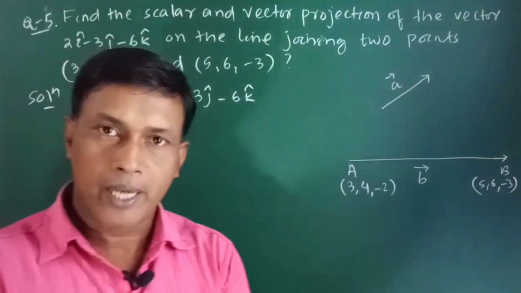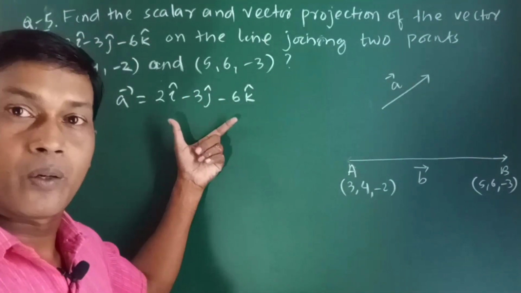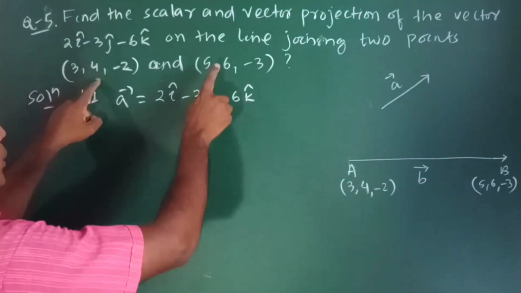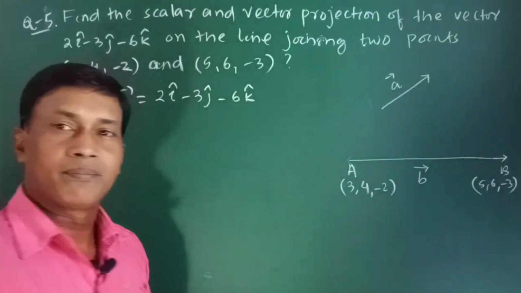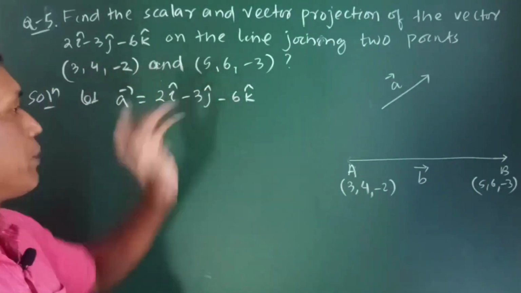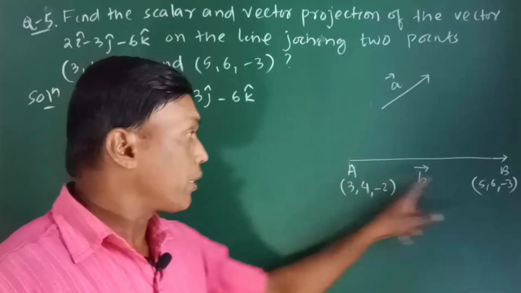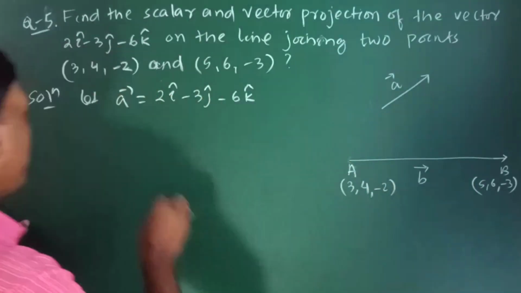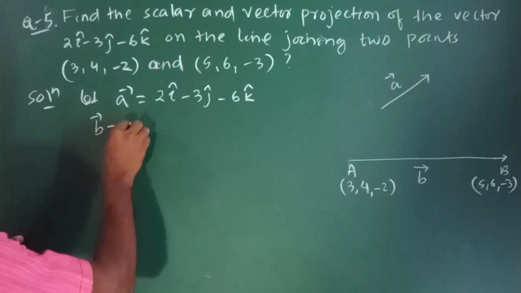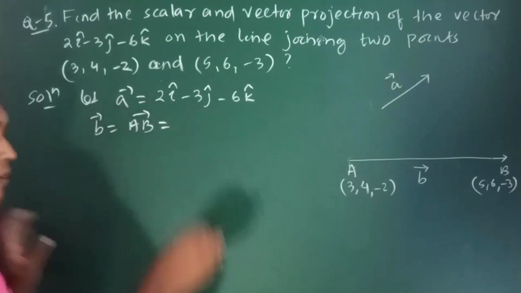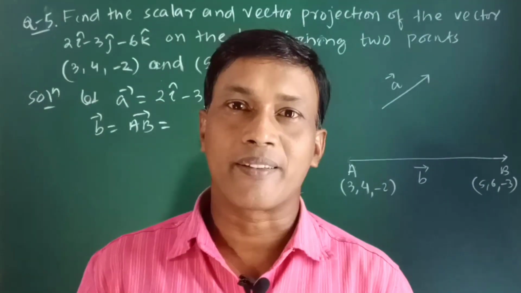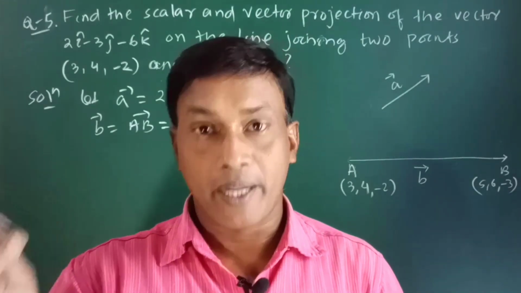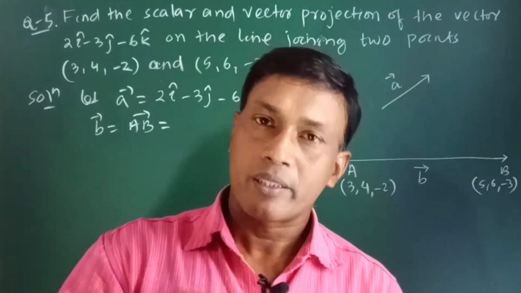We have to find the projection of this vector on the line joining these 2 points. Suppose these 2 points are A and B. This is point A, this is point B. Now if we join AB, then this is a vector. Suppose that vector is b vector. Now b vector is AB vector, and you know how to find AB vector. AB vector means the position vector of the end point minus the position vector of the starting point.